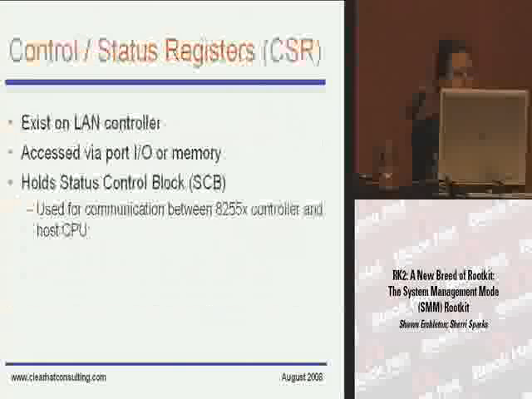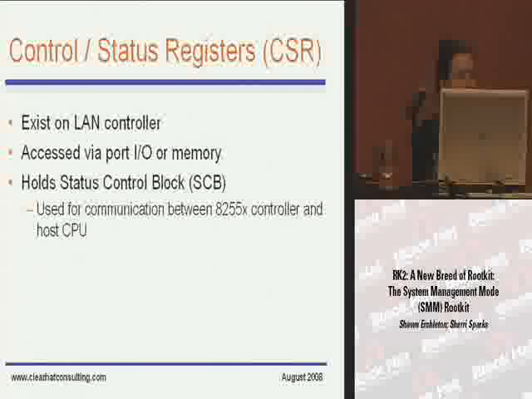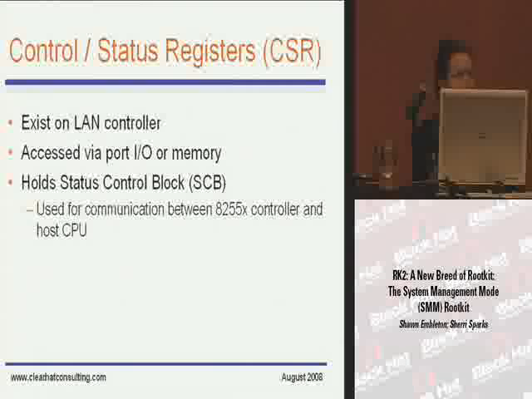But just to briefly recap, the control and status registers are the registers that exist on the LAN controller that are used for accessing data structures that control the card. We can access the control and status registers for the LAN controller using either port I/O or memory. The CSR also holds what's called a system control block. This is probably the most important data structure because it's the primary mechanism for communication between the 8255X controller and the host CPU.